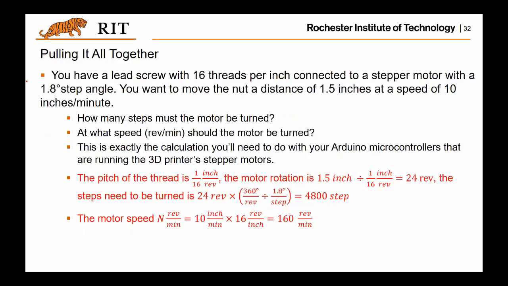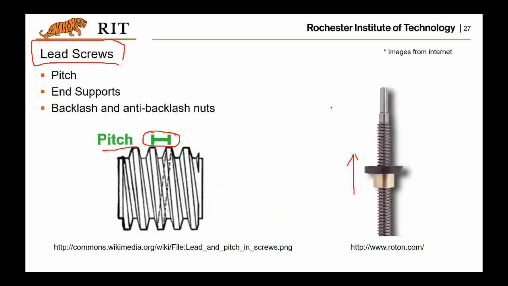Okay, let's see an example question. Basically it is the combination of what we learned so far, right? Let's say you have a lead screw with 16 threads per inch. By doing this, you could compute the pitch, right? If you look at this figure, the pitch is also the distance between the two threads, right?